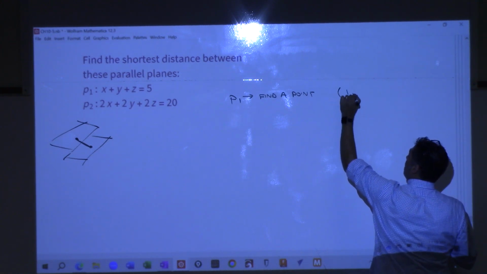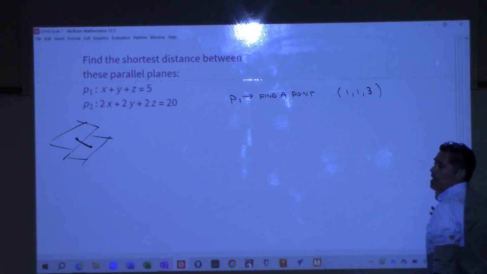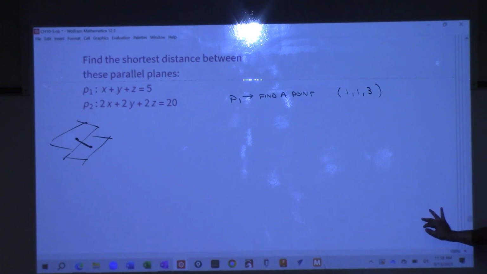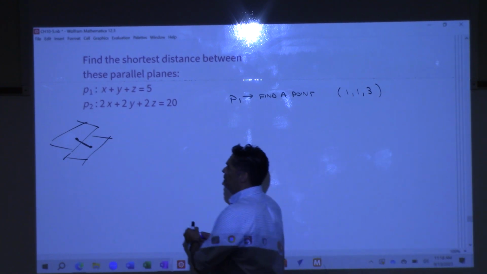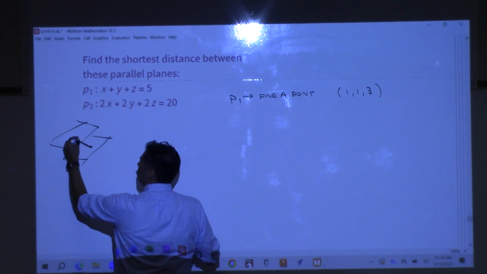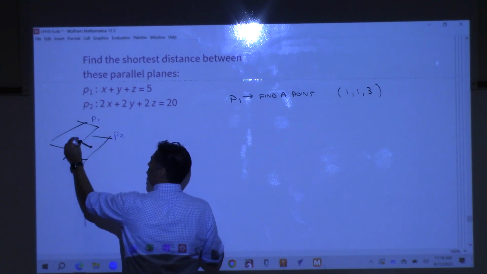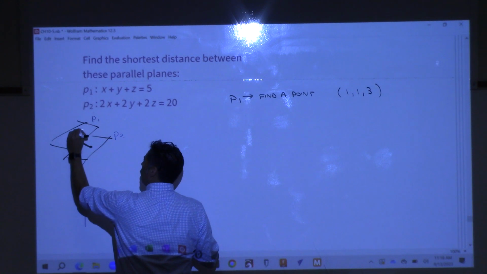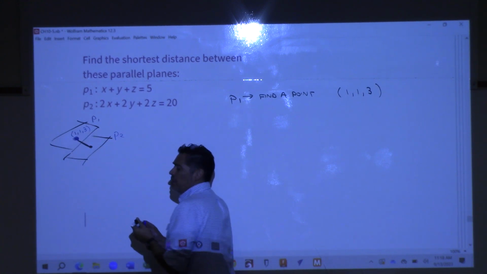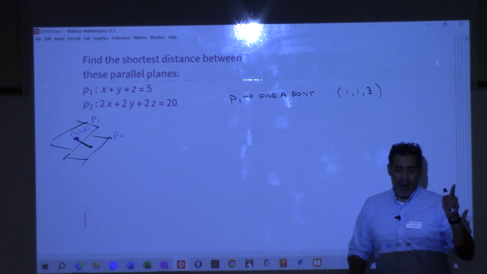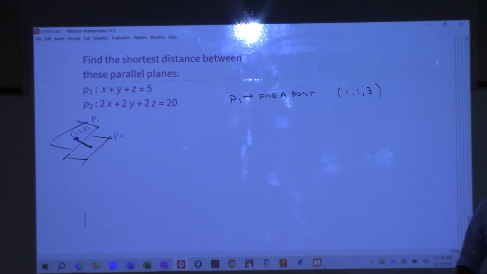1, 1, 3. Do you all agree that point lives on plane 1? Satisfies the first equation. Okay, so now what we have is this. We have a point here. Let's call this P1 here. This one will be P2. This point right here, we're saying is the point (1, 1, 3). And now all we need to know is the shortest distance from that point to the other plane, plane 2, which means I can use this formula right here.